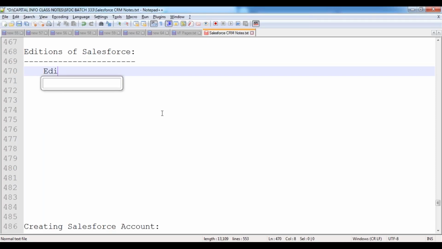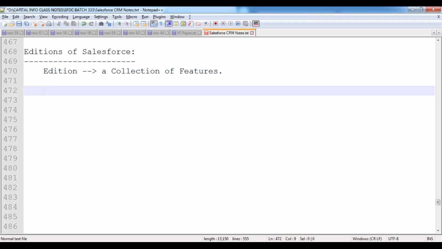So what do we mean by an edition? An edition is nothing but a collection of features which will be provided by Salesforce to the customers. They collect a group of features, form that group of features as an edition, and provide this edition to their customers so that the customers can use it. They can utilize all the features available inside the edition, and they can automate their business processes also.